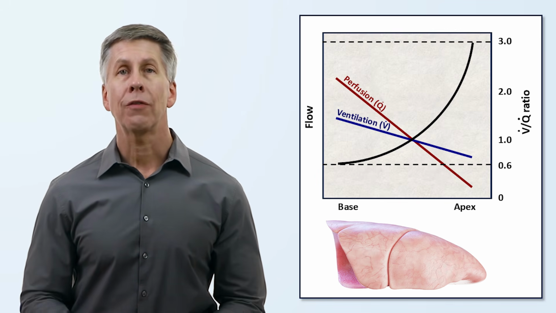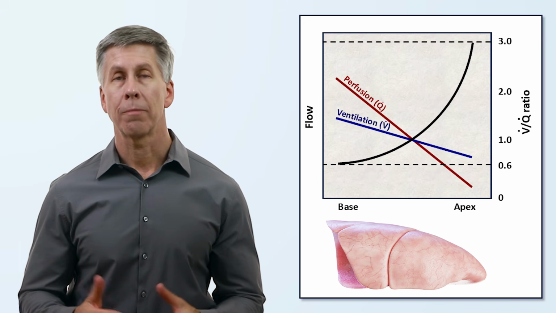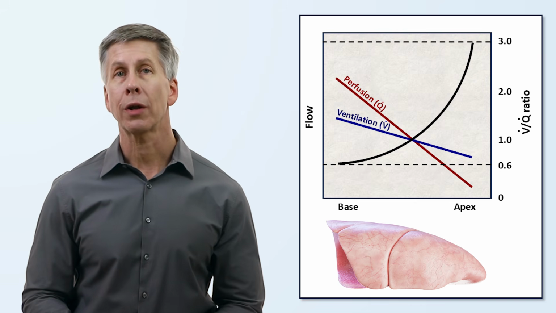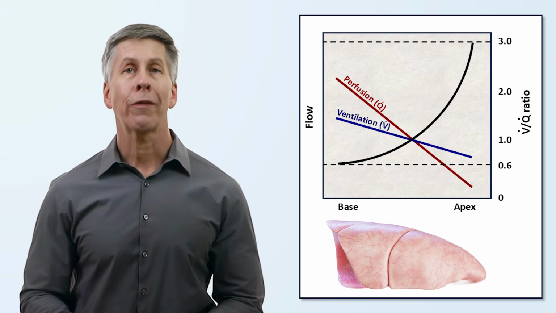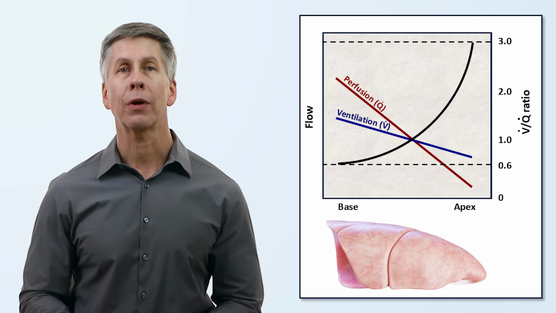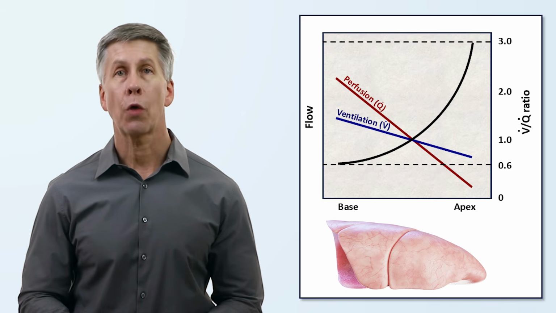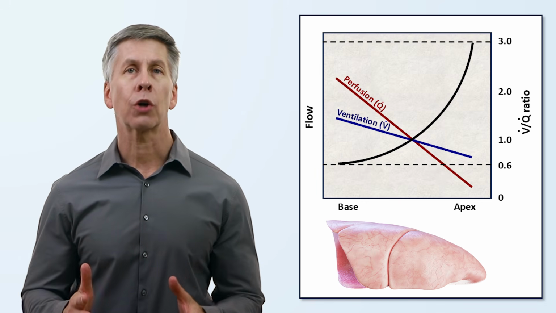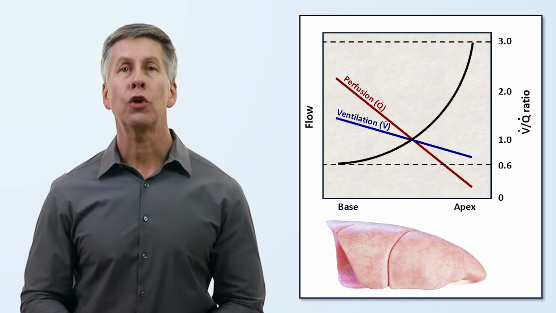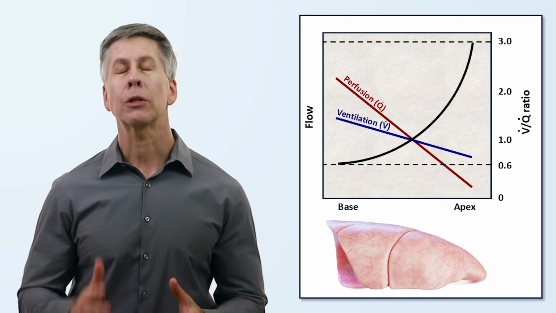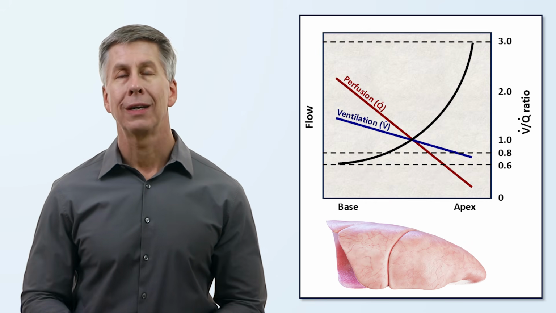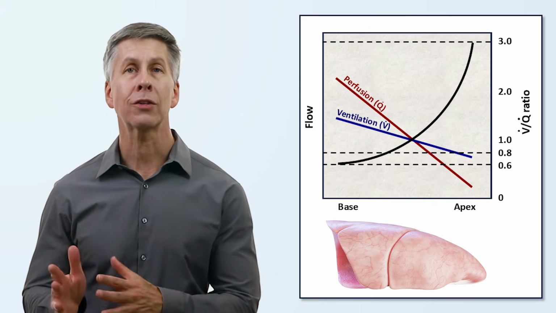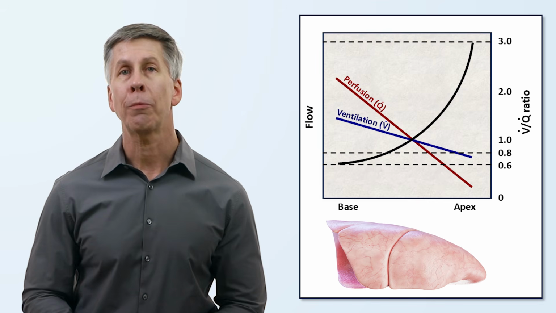As mentioned, the VQ ratio can be quantified. The maximum VQ ratio in the apices of healthy lungs is usually reported as 3.0, while the minimum in the bases is usually reported as 0.6, though these values are age-dependent. When a weighted average is measured across all lung units, the VQ ratio in a healthy lung is approximately 0.8, consistent with alveolar ventilation of about 4 liters of air per minute and a cardiac output of about 5 liters of blood per minute.